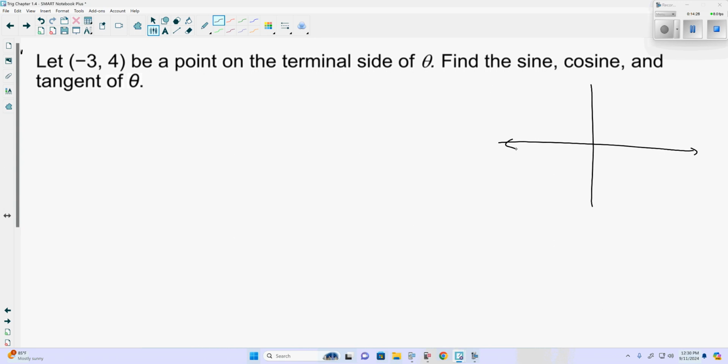I would graph the point. We don't have to be specific or have it exact, but -3, 4. This point here, -3, 4, is going to be in the second quadrant.